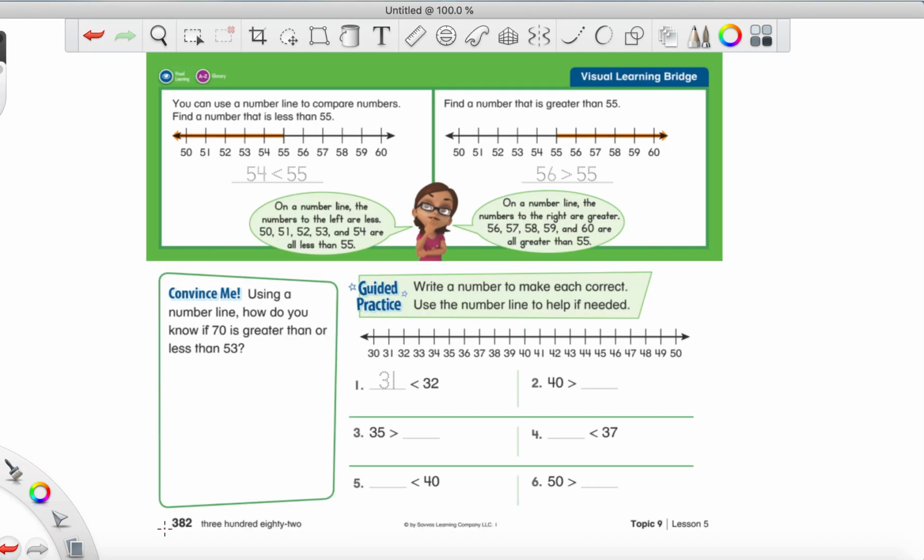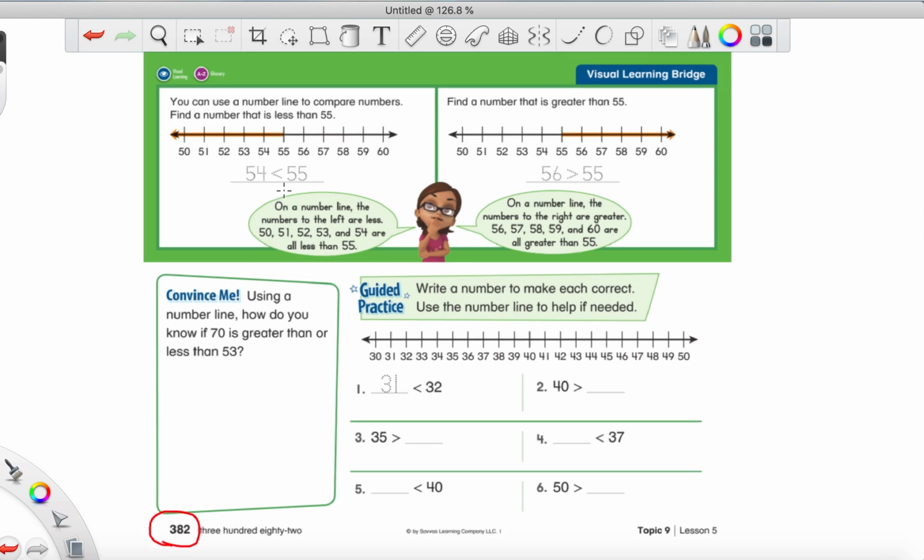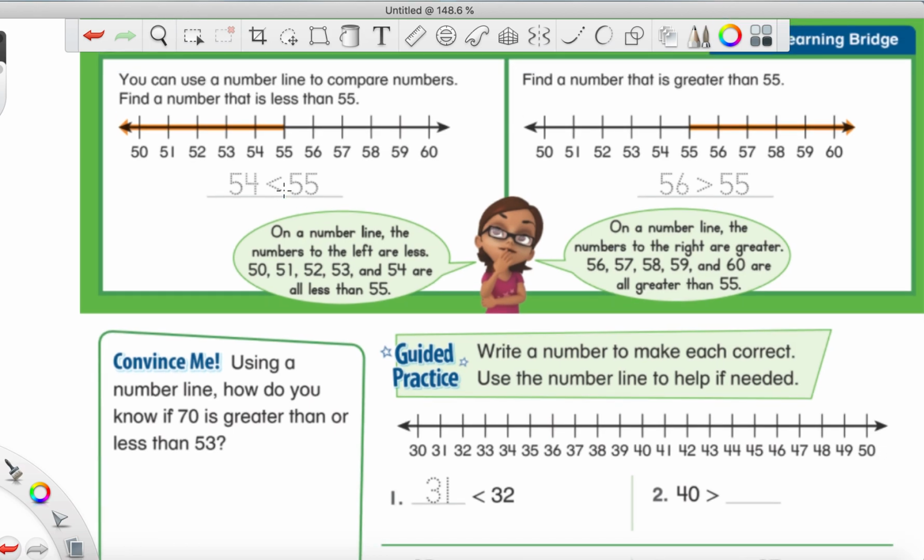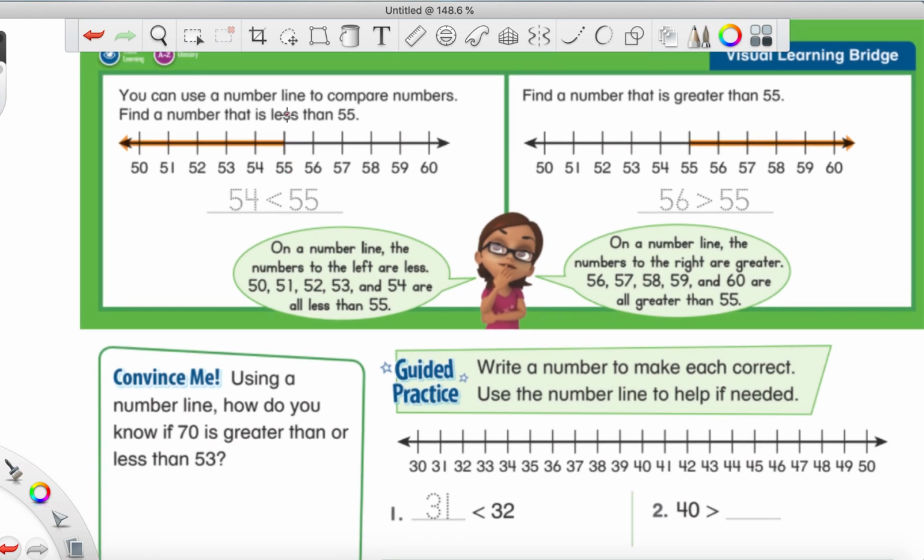Alright, so now we should all be on page 382. If you're not on that page for some reason, pause the video, find that page, and you're all set to go. Let's take a look at what they did at the top real quick to get us in the right way of thinking for this. Okay, so right here it says use a number line to compare numbers. Find a number that is less than 55. What they did was they found 55 on the number line, and they found all these numbers that are less. So they picked the number 54.